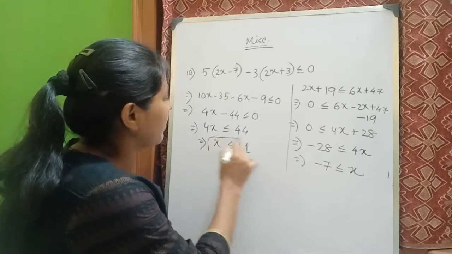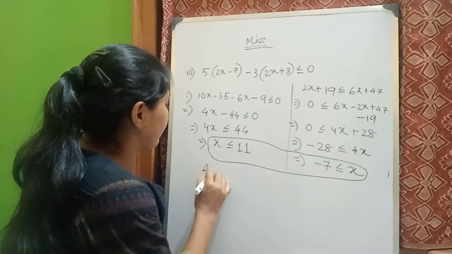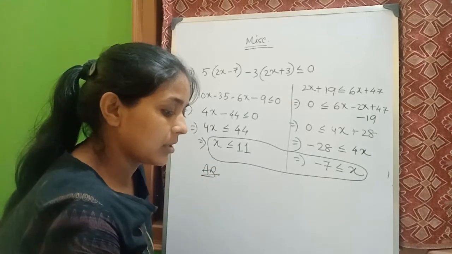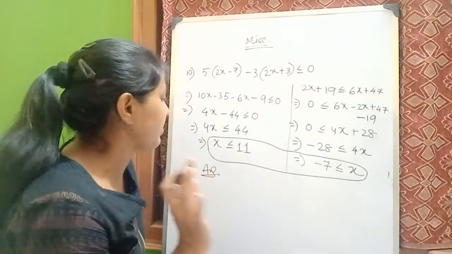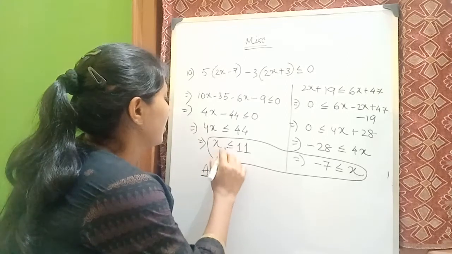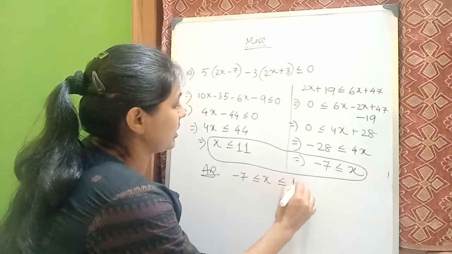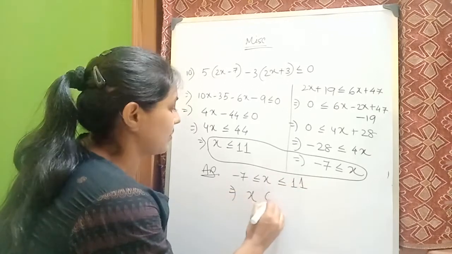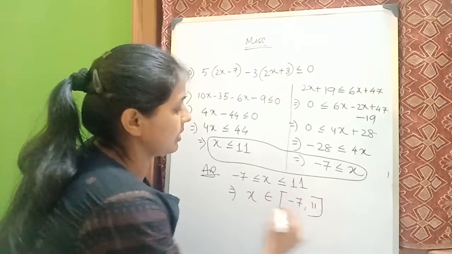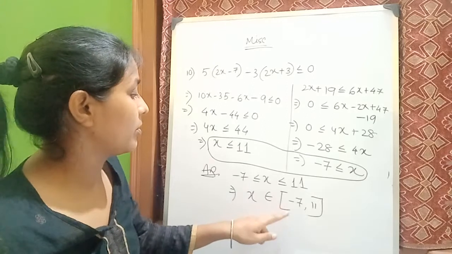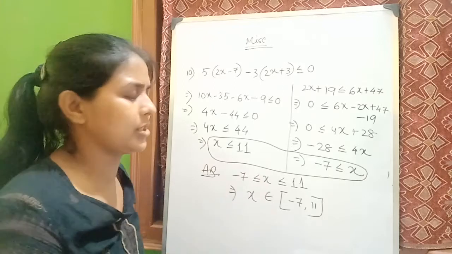Now you have to combine these two together. So the answer will be, okay, this has to be represented on a graph, so I will show that also. This will be minus 7 less equals to x less equals to 11, or you can write x belongs to the closed interval [minus 7, 11]. So this will be the answer mathematically, in expressions.